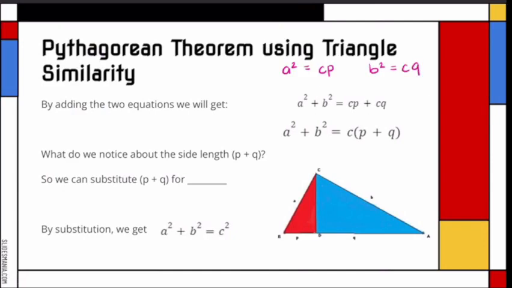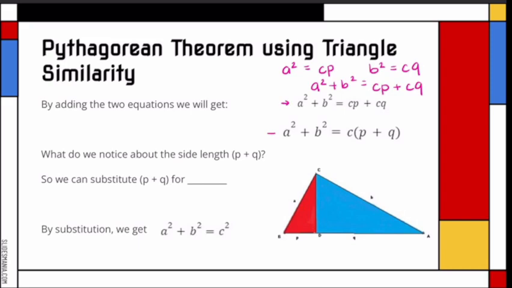Now if we were to add them together, we knew that A squared was equal to CP, and we knew that B squared was equal to CQ. So if we add A squared plus B squared, that's the same thing as saying CP plus CQ.